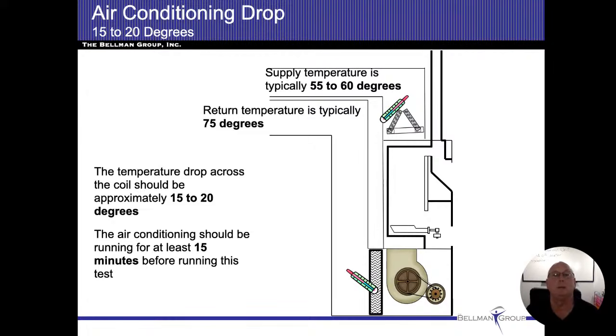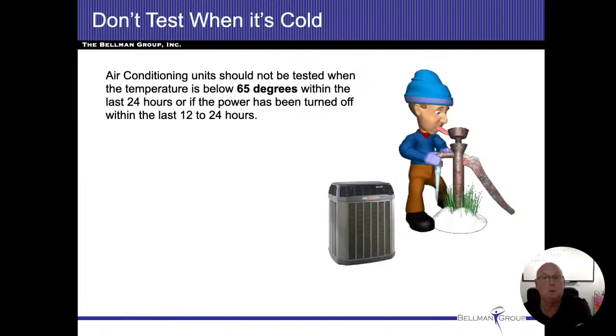Supply temperature is typically 55 to 60. It's saying that temperature because it's using the return as saying that that's 75 degrees. But I find that most people keep it somewhere around 70 degrees. So whatever temperature it is coming in, we're looking for 15 to 20 degrees of a drop going out.